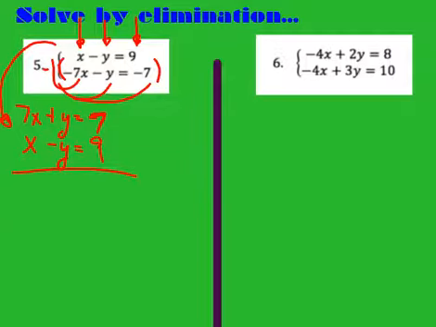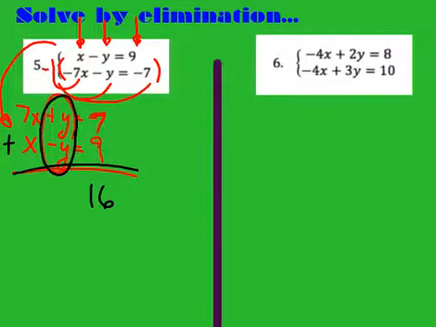You should be able to tell me that I wanted to get one of them to cancel. Right? So I thought the y's would be the easiest because I just needed to make one of them positive. Okay? So right here is what you got to see. If you paused it and then did this problem, that's what you were trying to get to cancel. Now you would just add down like we've been doing.